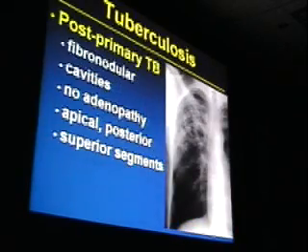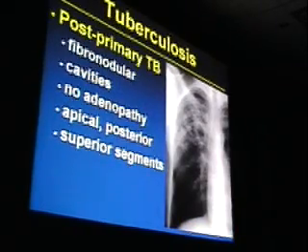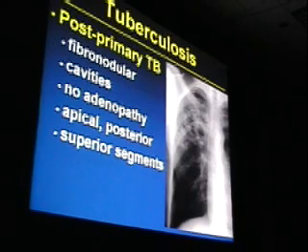Post-primary TB, on the other hand, tends to manifest with linear and nodular opacities as well as cavitation. Cavitation is seen in a high percentage of cases and, of course, is a hallmark of post-primary disease. This is the form of TB which involves typically the apical and posterior segments of the upper lobes and the superior segments of the lower lobes.